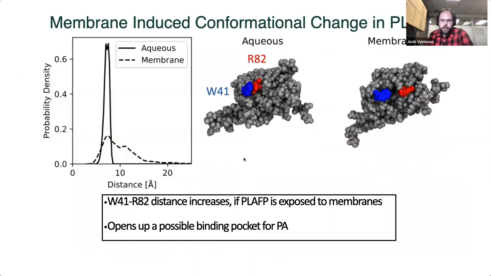The other thing that we noticed once we started running these calculations is that the protein at the end of the simulation does not look like the protein at the beginning. So in an aqueous environment, without the membrane being present, this is the probability distribution as a function of distance between these two residues. And they're basically really close together. That's not particularly helpful if you're trying to bind a lipid.